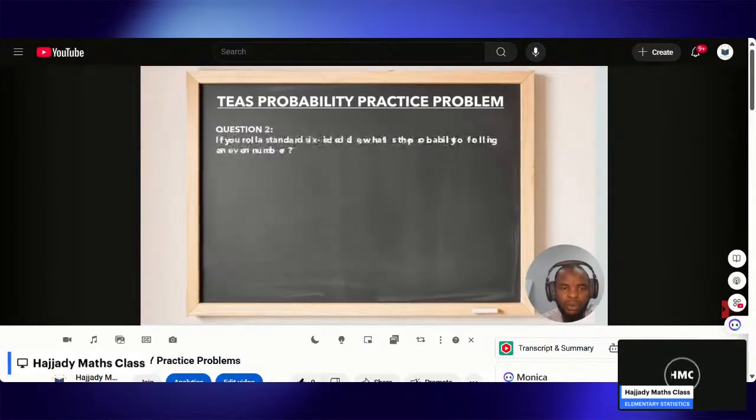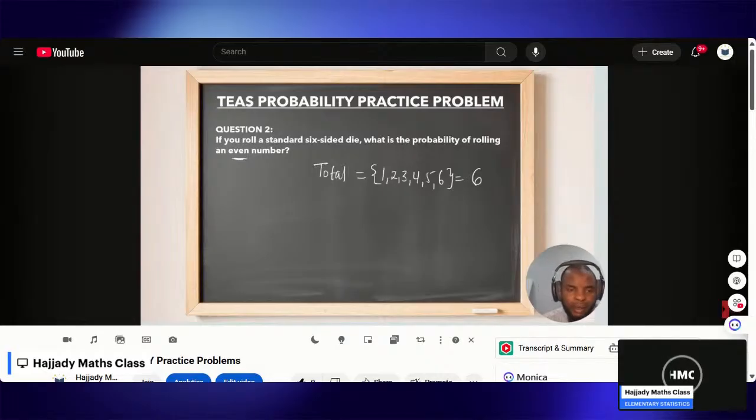In question number 2, it says, if you roll a standard 6-sided die, what is the probability of rolling an even number? The first thing you have to do is get the total sample space. When you throw a die, the possible outcomes are 1, 2, 3, 4, 5, and 6, right? This is the possible sample space. So the total is 6 faces. Now, what is the probability of throwing an even number? Here we have the number of even numbers over the total.